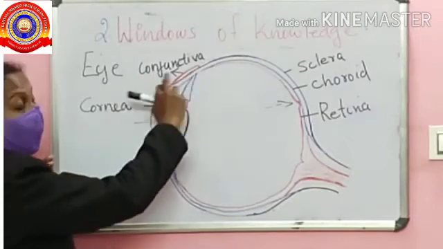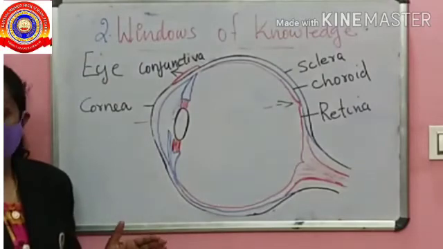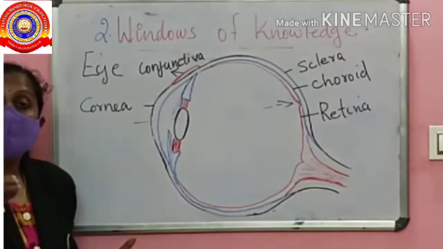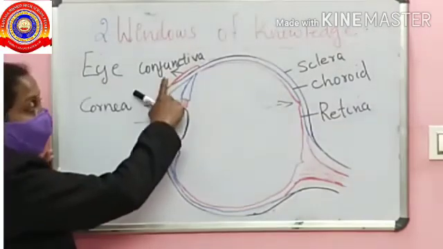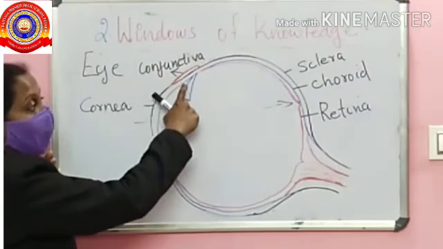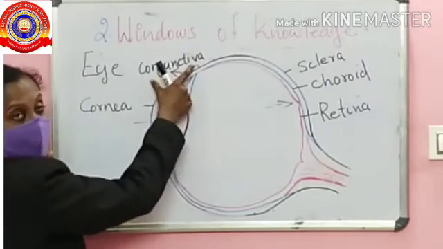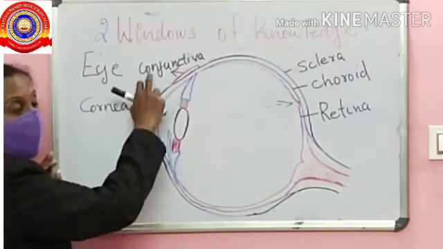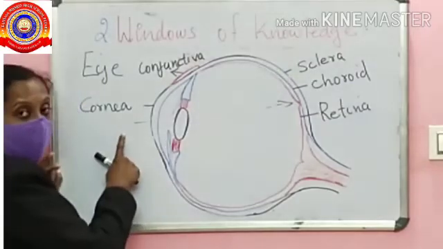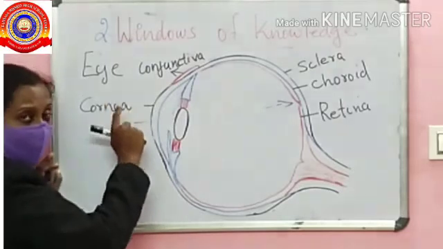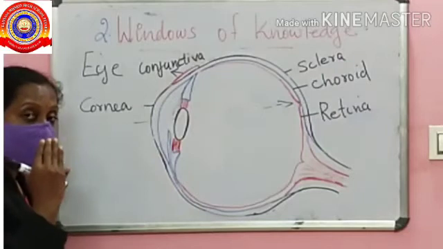Next is the conjunctiva. We already introduced conjunctiva. What do you mean by conjunctiva? The conjunctiva secretes a mucus which prevents the dryness of the eye. The main function of conjunctiva is it protects and covers the sclera except cornea. Only in this portion we can see the conjunctiva.